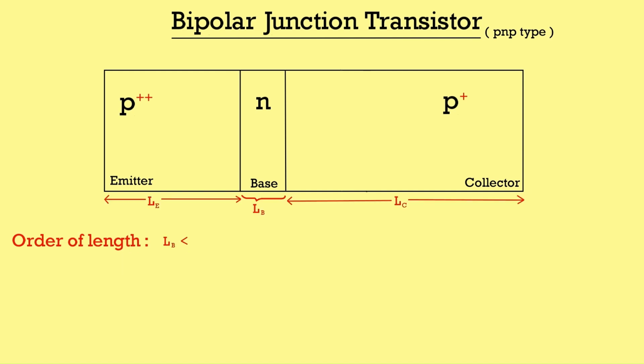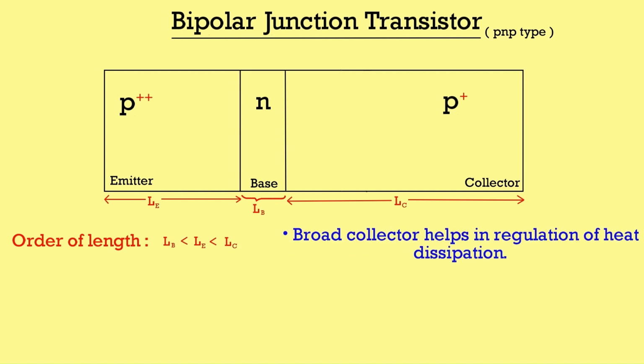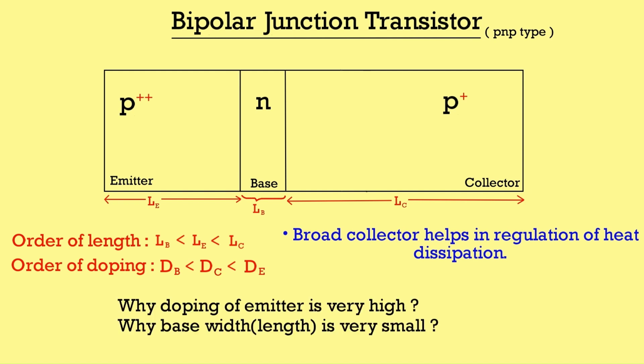The length of different regions is in this order. Collector is usually kept broad to avoid overheating of the BJT by dissipating heat to the surroundings. And the order of doping for a practical transistor is that base is lightly doped, whereas emitter is heavily doped. You may think why this is so. Why is the doping of the emitter very high? Why is the base width small? You will find answers to all these questions through the subsequent lectures.